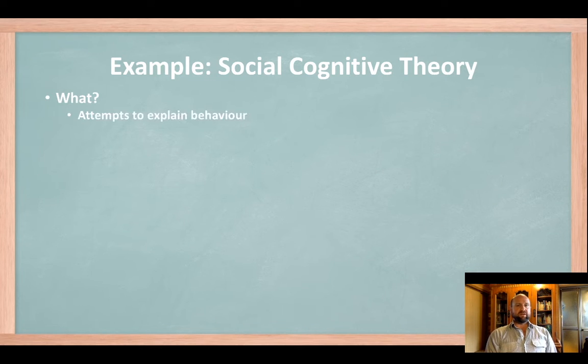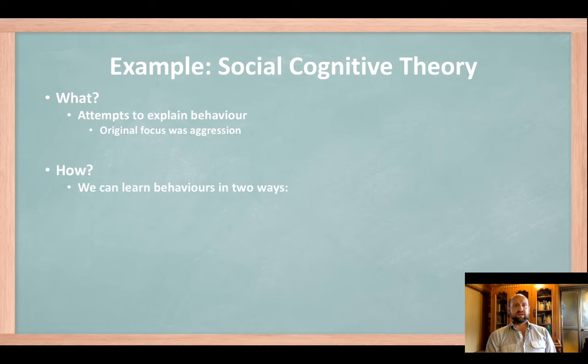What's this trying to explain? Basically behavior, really quite generally, although in the beginning it was used to explain aggression. And how does it explain behavior? It's saying the original social learning theory outlined two ways we learn. One is from direct experience, but Bandura, who proposed the theory, also said that we don't learn everything from direct experience, right? We can't afford to learn the fact that shooting ourselves in the foot with a gun is going to be painful. So we also learn things from our environment. For example, we learn from the observation of others.